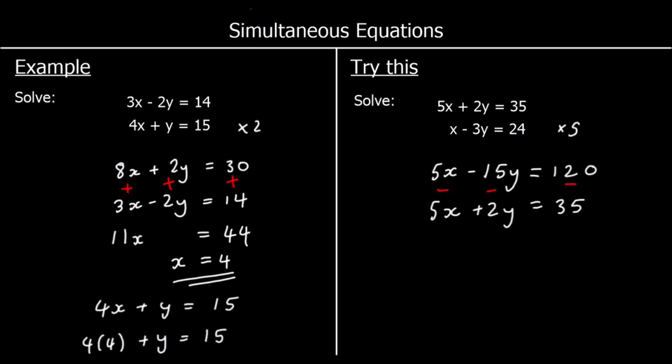5x take away 5x is nothing. Negative 15y take away 2y is negative 17y. And 120 minus 35 is 85. So to get y by itself, divide both sides by negative 17. So how many 17s make 85? That's going to be 5. And we've got a positive divided by a negative, so it's negative. Y is negative 5.